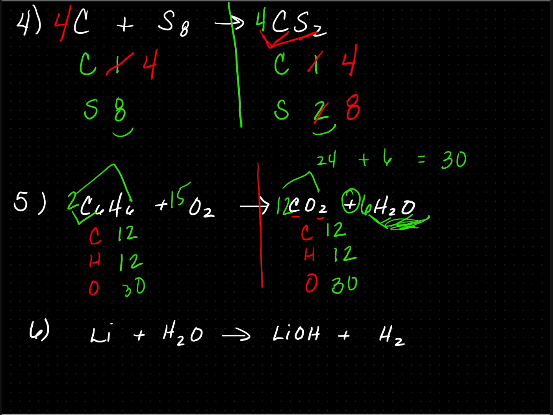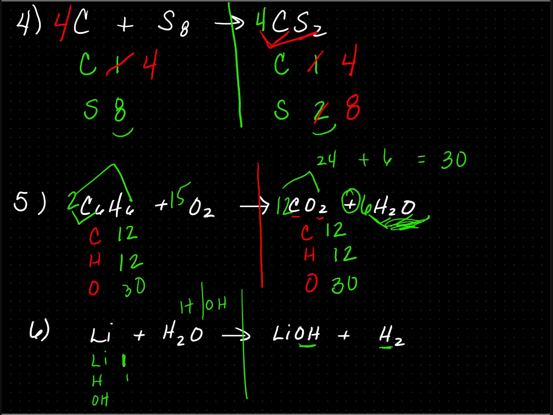Number 6, again, I'm going to separate it. Lithium, and this one, I'm going to make it into H and OH. Water, I'm going to rewrite as HOH because it appears as OH and H. 1 lithium, 1 hydrogen, 1 hydroxide.